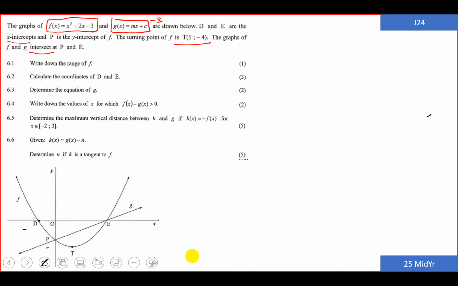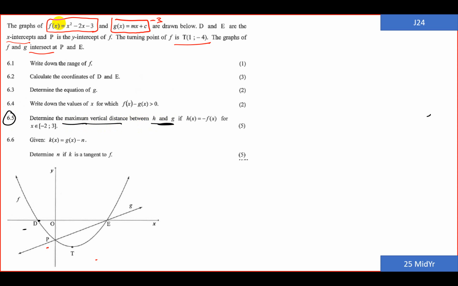Okay, we're looking at the next question, which now is 6.5. Let's quickly zoom into 6.5. It says, determine the maximum. Now remember, we can use our calculus. Maximum vertical distance is to find your derivative and equate to 0. But before we go there, determine the maximum vertical distance between h and g.